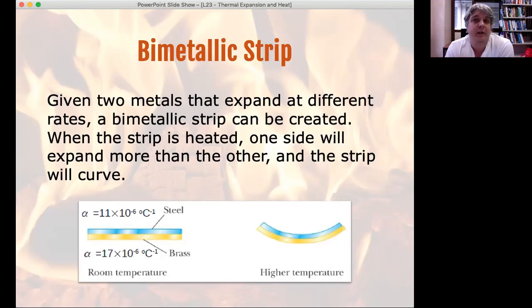So they used these for actual thermostat regulators. So when you change the dial, you were just changing where the end point was, how far that strip had to curve before it hit the little button that would complete the circuit. So actually a very useful, very practical invention, this little strip of two different metals.